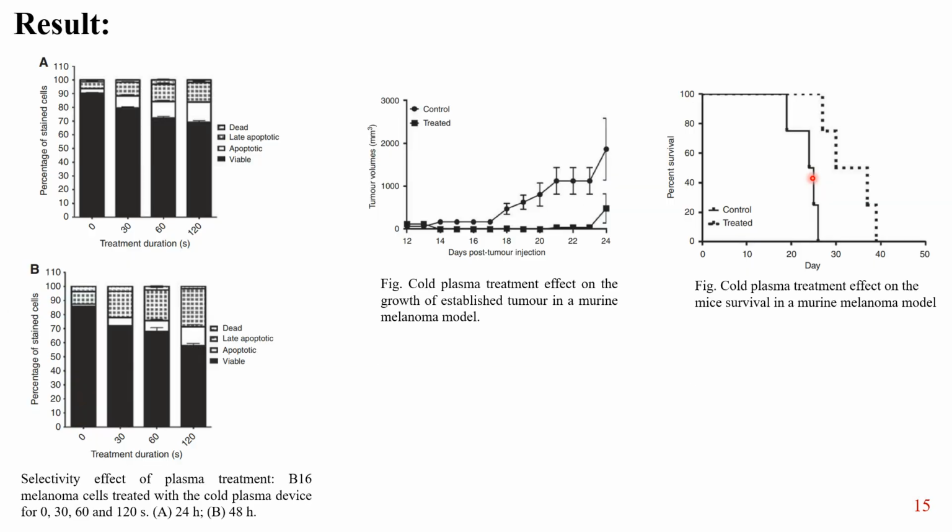Then coming to the next one, here we can see the selective effect of plasma treatment: B16 cells treated with the cold plasma device for 0, 30, 60, and 120 seconds. For correlated analysis of the results, the cells are characterized as viable, apoptotic, late apoptotic, and dead. Then coming to the next figure, here they demonstrate the effect of cold plasma treatment on the growth of established tumors in a murine melanoma model. You can see the difference between the control and the plasma-treated one.